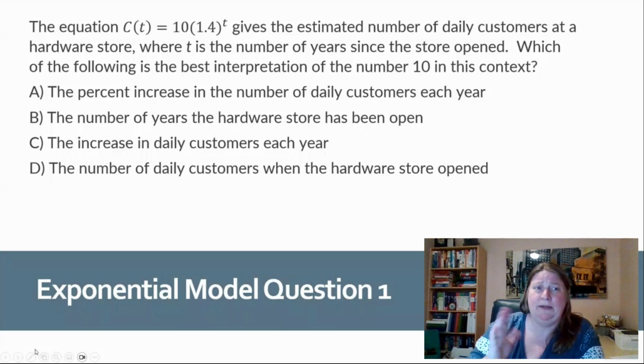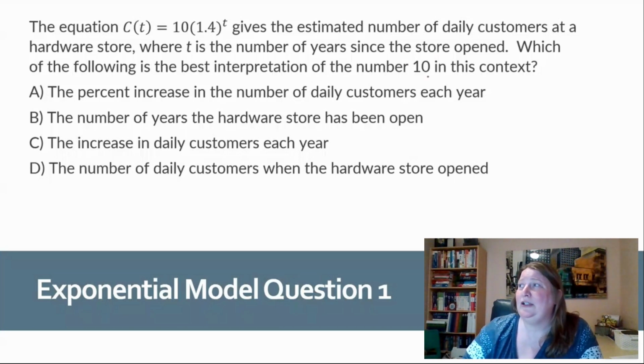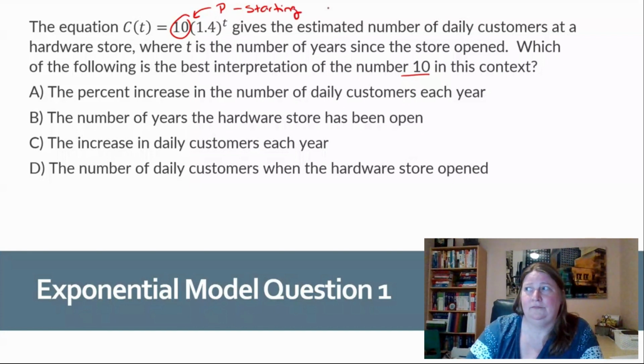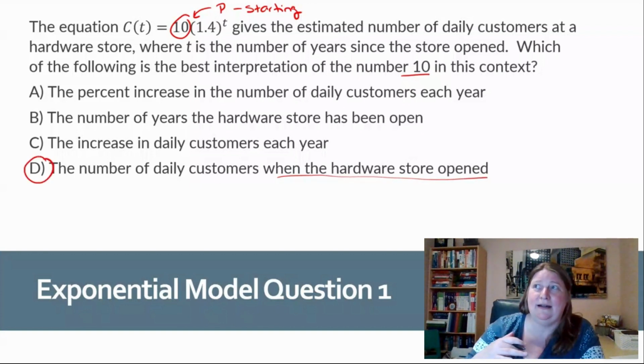So here's the first one. Pause the video, read it, get your answer. All right, fair warning, I'm about to give it away. This question asks, what is the best interpretation of the number 10? Remember in our formula, we use P or principal, or in other words, the starting value. And that means when the hardware store opened. That's D, the correct answer here. So we started at 10 and we grew from there.